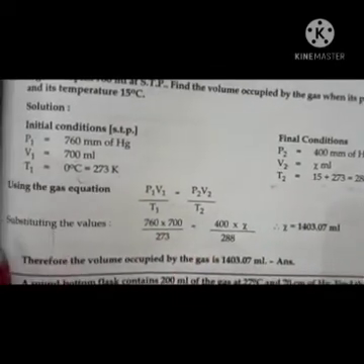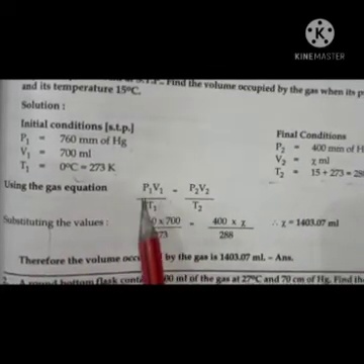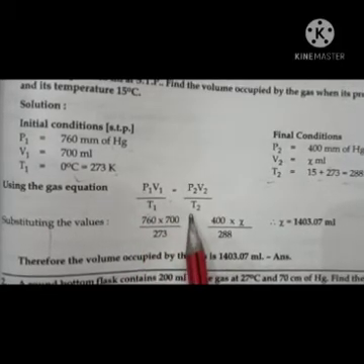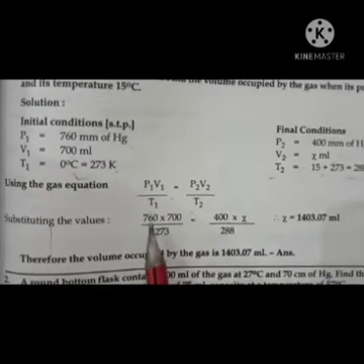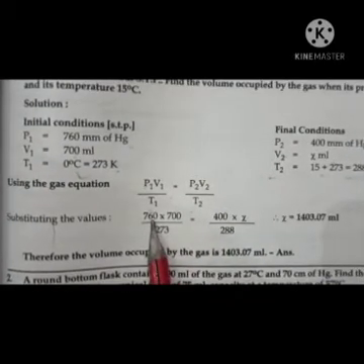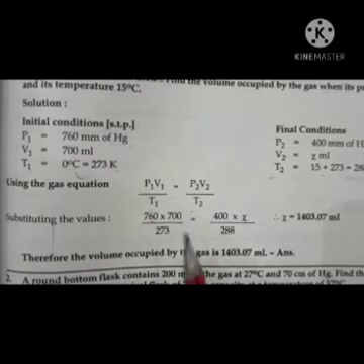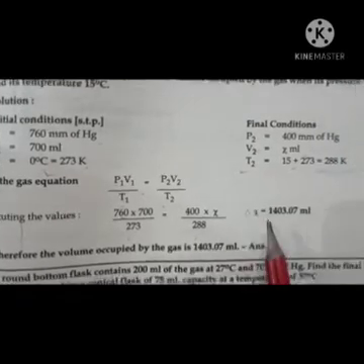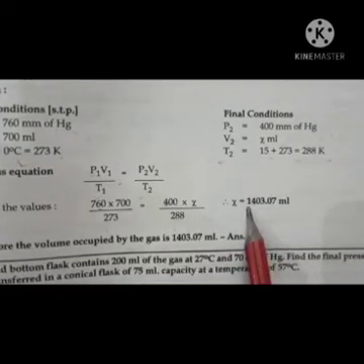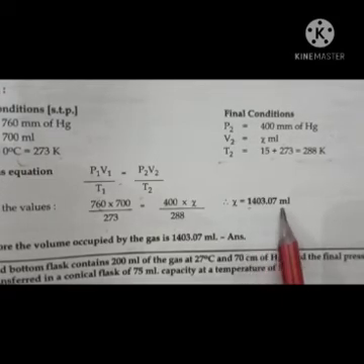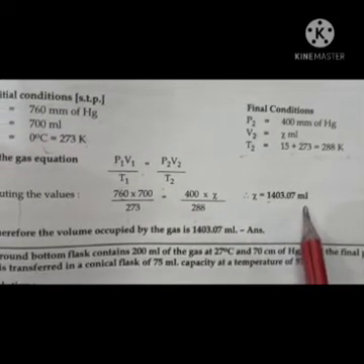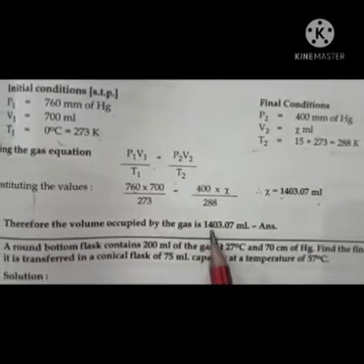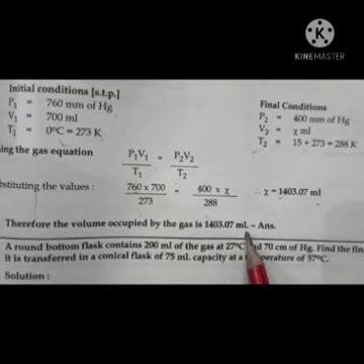And here you will use the gas equation. What is the gas equation? P1 V1 upon T1 is equal to P2 V2 upon T2. You put the values. Now P1 is 760 multiplied by 700 divided by 273, equals 400 into X upon 288. And what is the X value? 1403.07 milliliter. Therefore the volume occupied by the gas is 1403.07 milliliter, right?